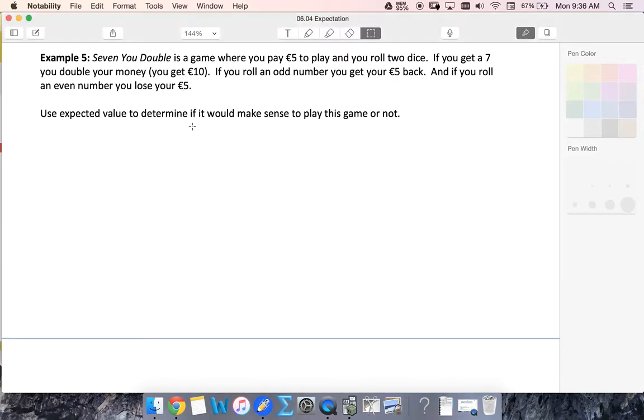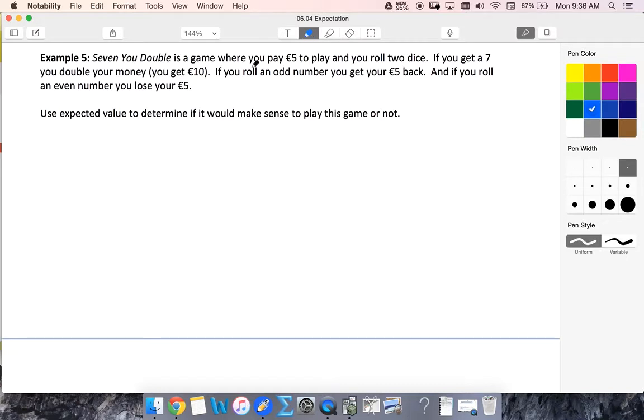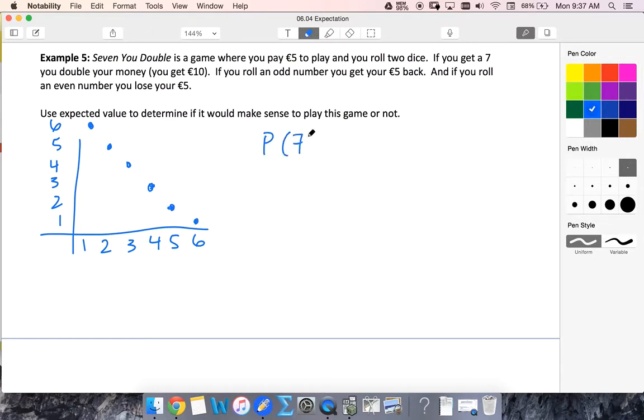So let's think about our different probabilities and how much money we would make. So first of all, I've got 2 dice. So I've got my 36 options, 1, 2, 3, 4, 5, 6, 1, 2, 3, 4, 5, 6. So if we get a 7, that means we're adding up our dice. So let's look at the places we get 7. 6 and 1 makes 7, 5 and 2 makes 7, 3 and 4 makes 7, 4 and 3 makes 7, 2 and 5, 6 and 1. So the probability of getting 7 is 6 out of 36.